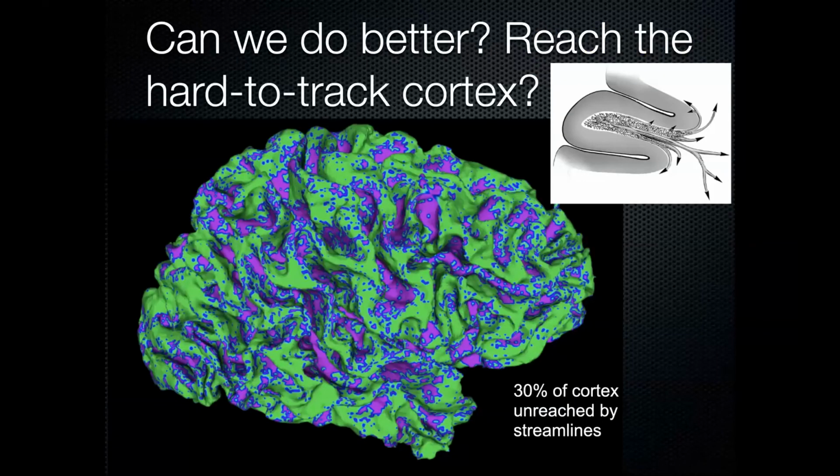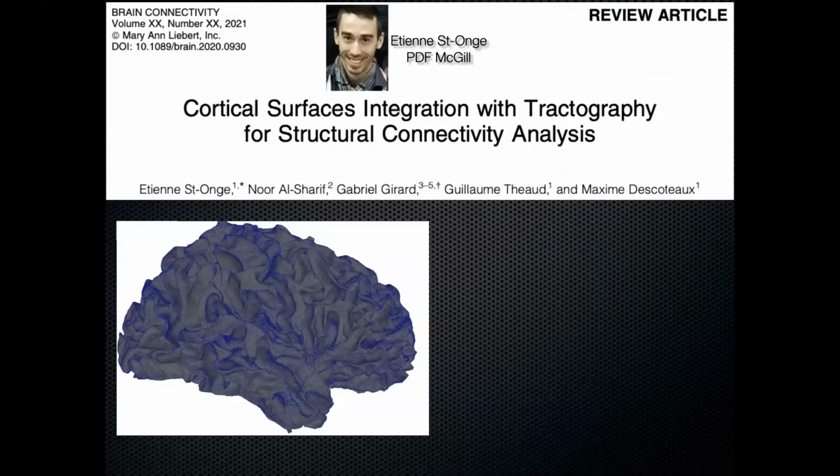And this is another illustration here, but here the hard to track region, the empty regions of the cortex are in purple. So can we do better? Can we push this even further to try to maximize the number of tracks that connect to the cortex? Well, yes, this is our latest paper off the press, again from Saint-Onge. So this is all part of his PhD thesis. Now he's a postdoc fellow at McGill University. But the idea is to use adaptive and dynamic seeding to go even further.